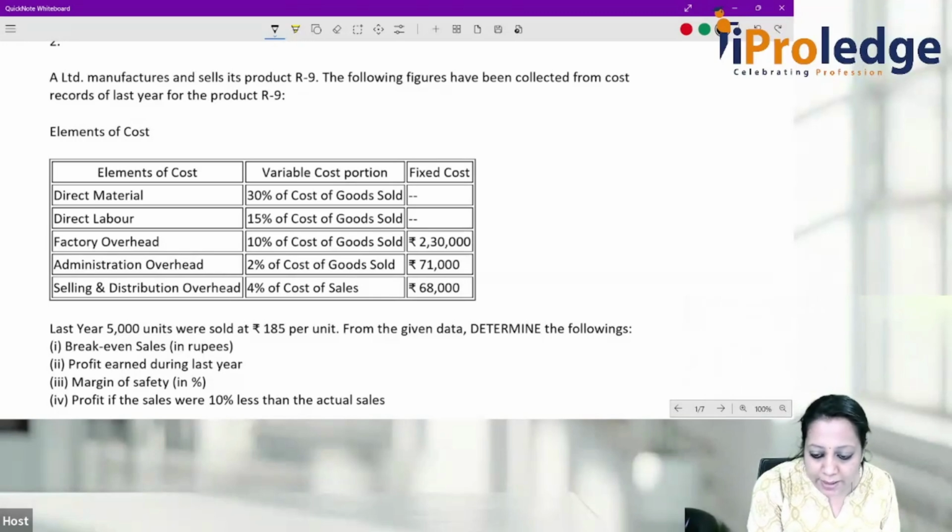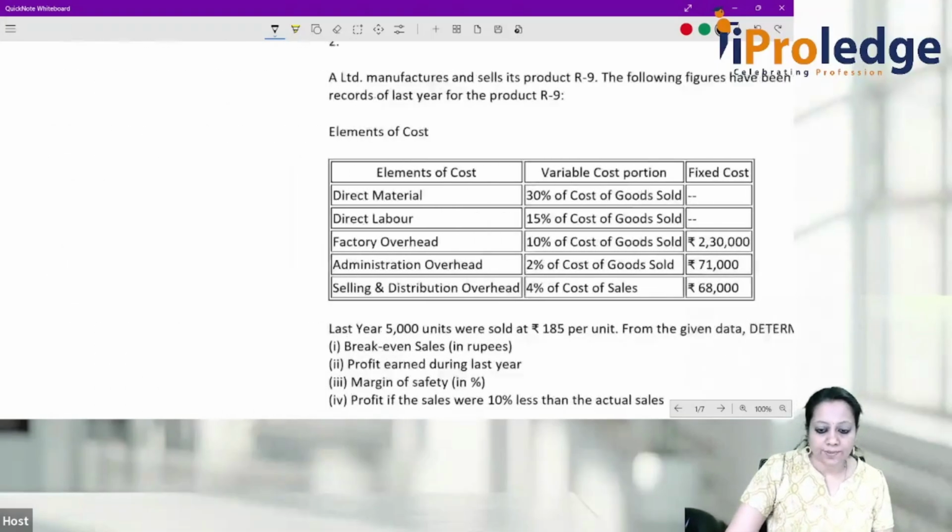From the following data, determine the following: break-even sales, profit earned during the last year, margin of safety, and profit if the sales were 10% less than actual sales. All right, so let us see how we need to do.